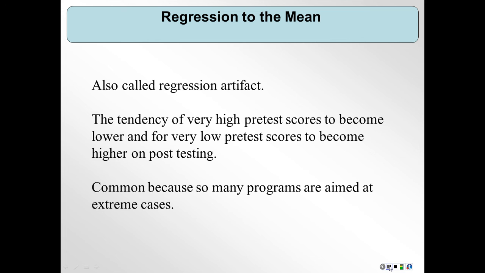Now here's where the problem comes in. As I said, oftentimes people are chosen to be in the program based on extreme scores. People who are not in the program don't have those extreme scores. So this is another kind of problem, really. And it's an interaction effect which we will discuss later, but keep it in mind.